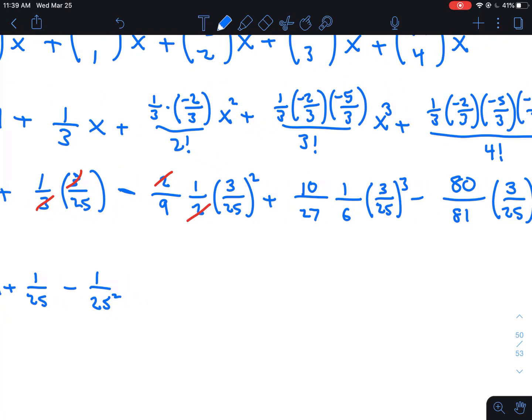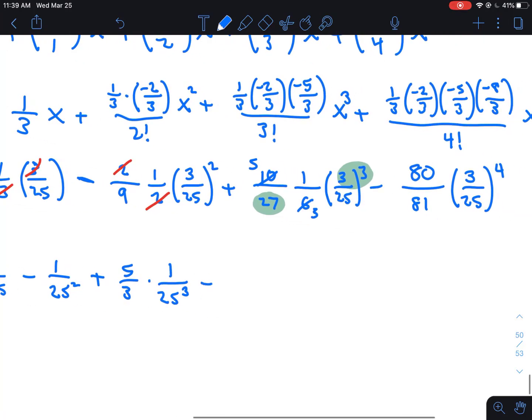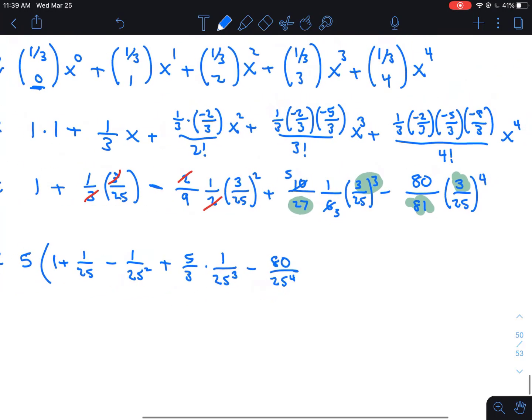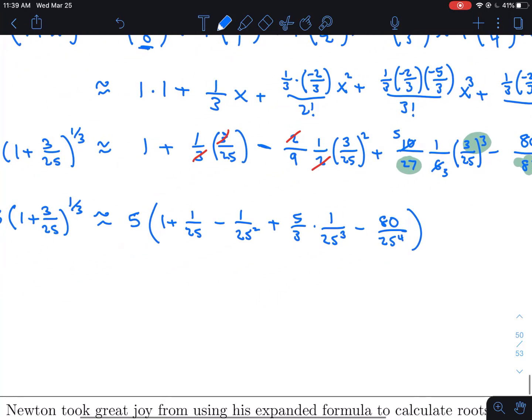Here, let's see. When I take 3 and I cube it, that's going to be 27. And I happen to have a 27 here in the bottom. That's quite convenient. And then 10 and 6 cancel a little bit, so that becomes 5/3. So I'm going to write 5/3. And let's see, I still have this 1/25 being cubed in the bottom. Fine. And then minus, and then same thing here, 3 to the 4th power happens to be exactly 81. And so I'm going to have 80 divided by 25 raised to the 4th power. And again, we're multiplying this all by 5.